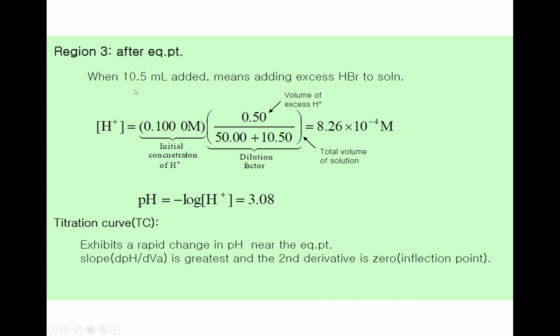You see, just adding 0.5 ml more after the equivalence point, pH decreased from 7 to 3.08. That's the characteristic of titrations between a strong acid and a strong base.